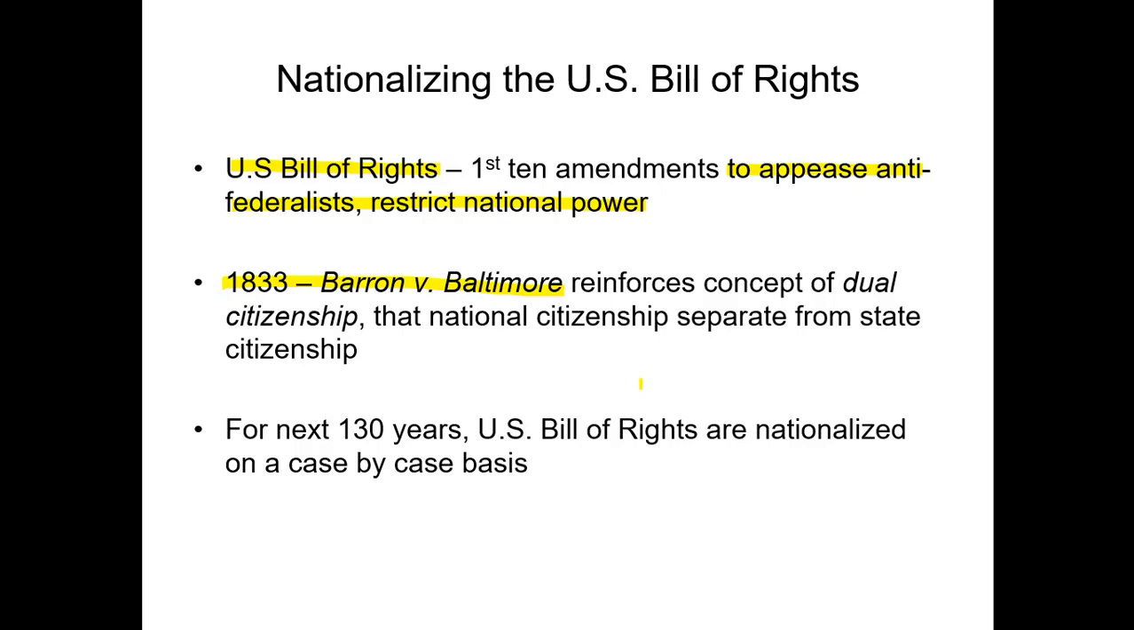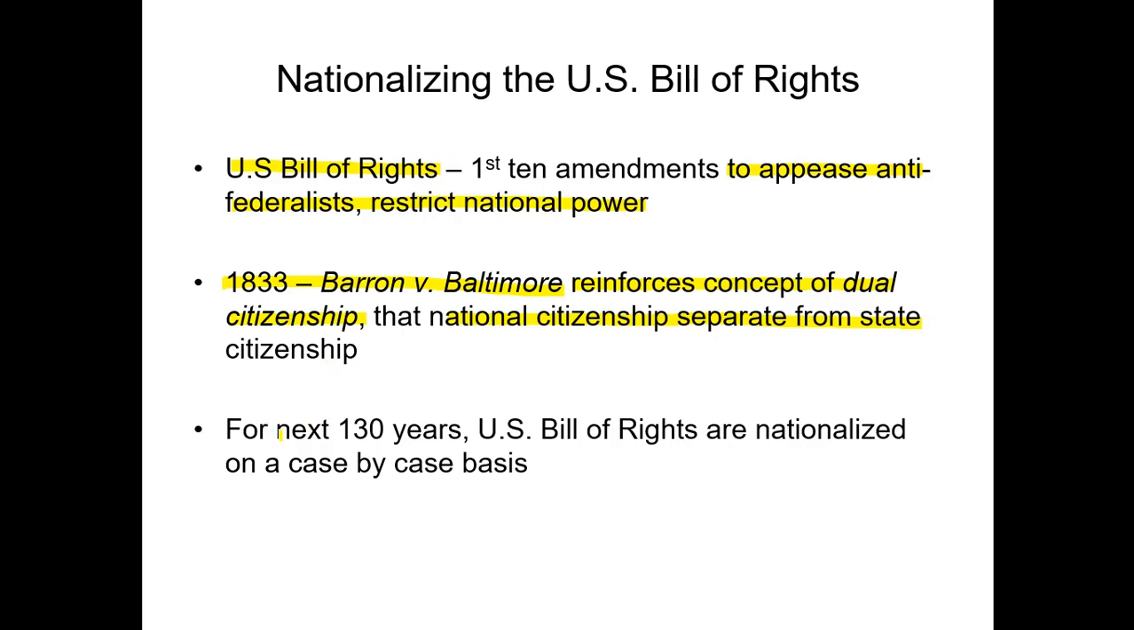So he filed suit, and it went all the way to the Supreme Court, and the Supreme Court ruled in favor of Baltimore, or Maryland, so to speak, and said that this Fifth Amendment of the United States Constitution prevents the federal government from taking your wharf. The state can do whatever they want if they don't have that in their constitution. So this reinforced the concept of dual citizenship, which I mentioned a little bit earlier, in that national citizenship is separate from state citizenship, which is a concept we don't even acknowledge anymore.